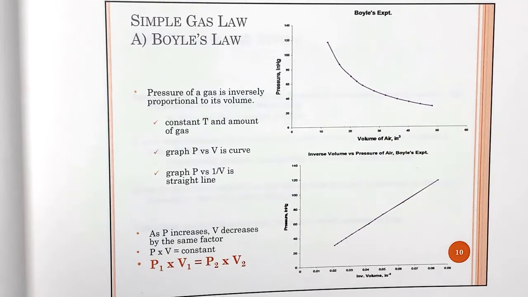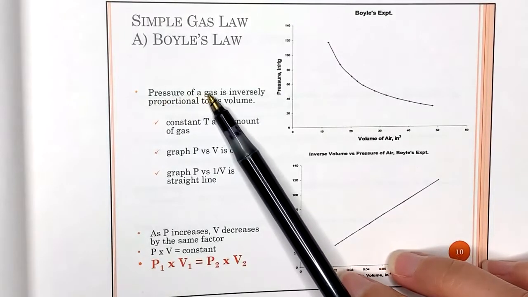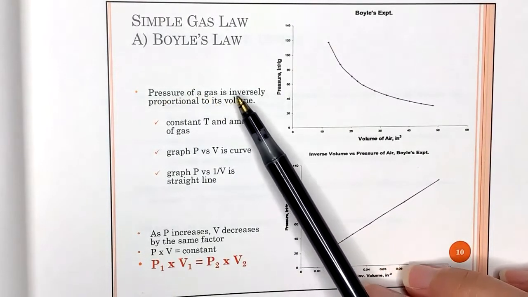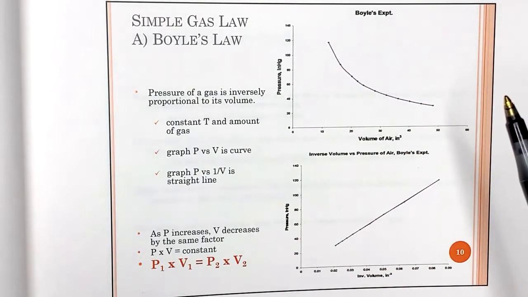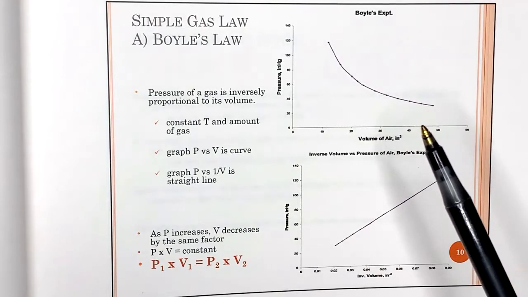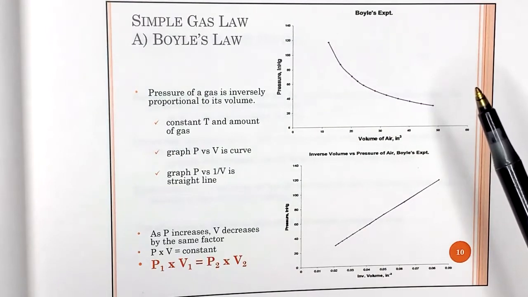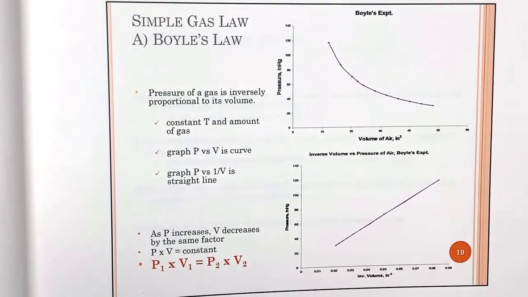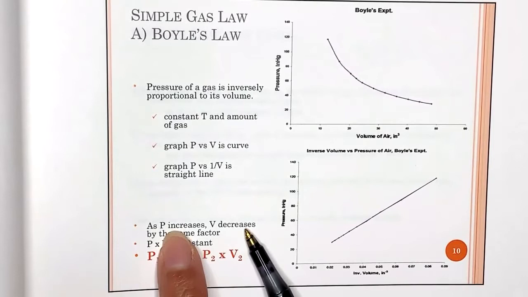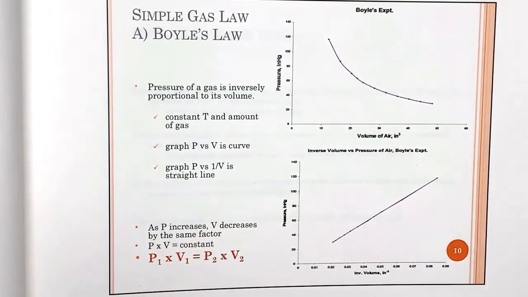Okay, so the first one is called Boyle's law. Boyle's law tells you that when you observe the pressure change of a gas, it's always the opposite or inversely proportional to the volume. Okay, when you increase the volume, the pressure drops. If you increase the pressure, the volume drops. So it's basically the opposite. If P goes up, V goes down by the exact same factor. If P goes down, V goes up. So it's always the opposite.